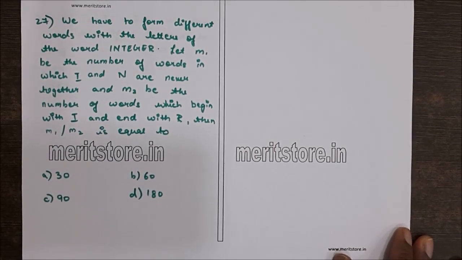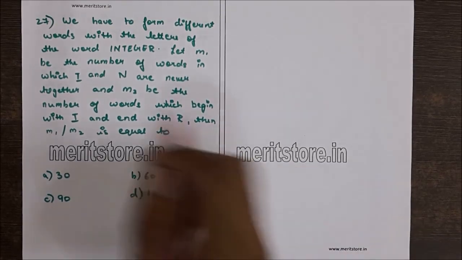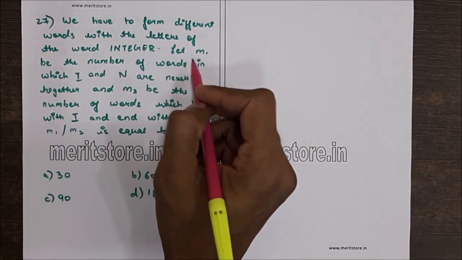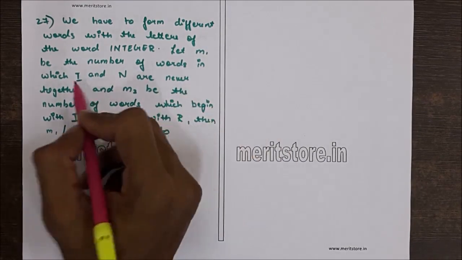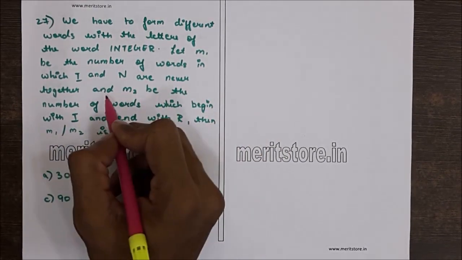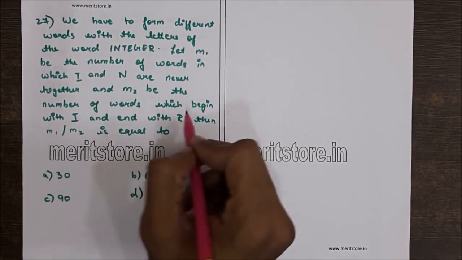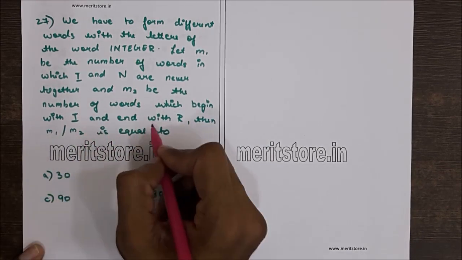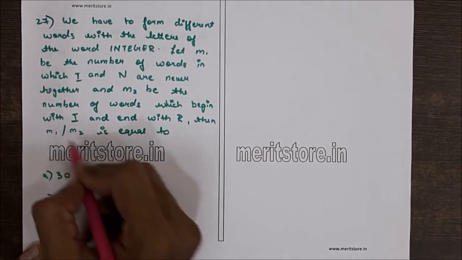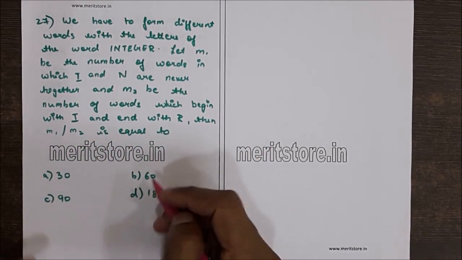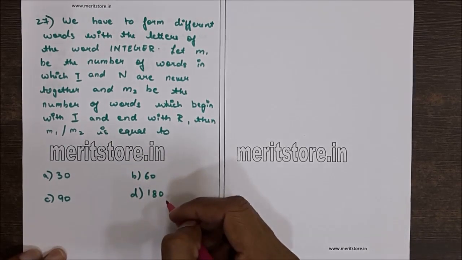Question 27. We have to form different words with the letters of the word INTEGER. Let M1 be the number of words in which I and N are never together, and M2 be the number of words which begin with I and end with R. Then M1 upon M2 is equal to, we have 4 options: A 30, B 60, C 90 and D 180.